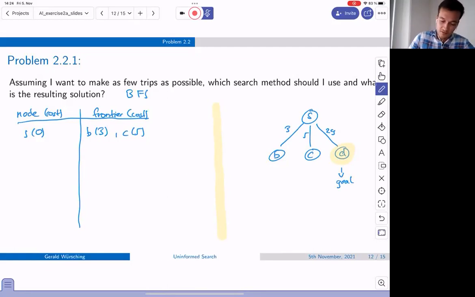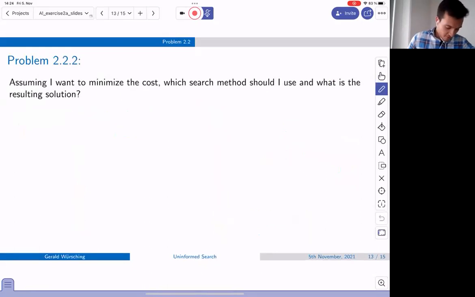So in this case, if we use BFS, our goal node is D, and our resulting cost is going to be 29 euros. Maybe I should have said that before. We always want to compare the different costs, so what it's going to cost in the end when using the different algorithms. All right, good. Then we continue with the next exercise. Let's see if we get that done.